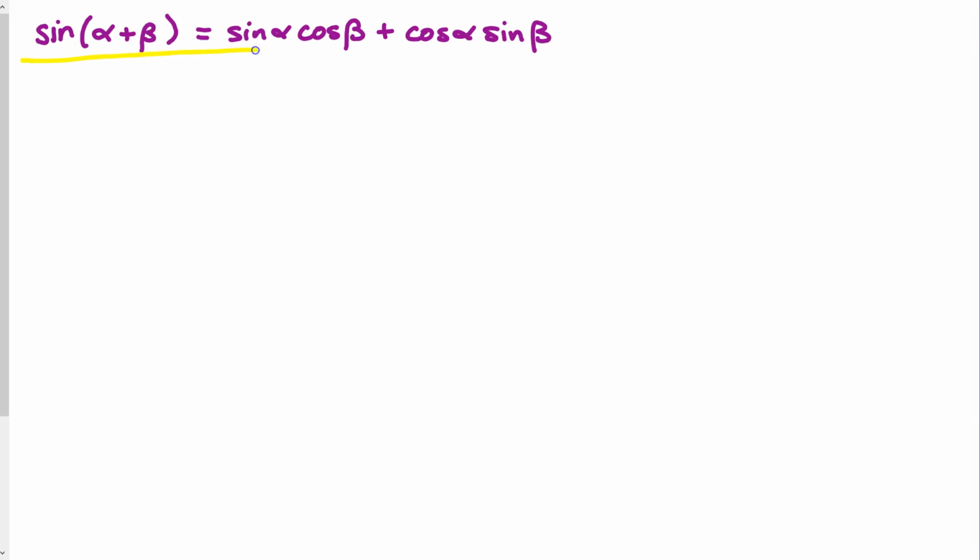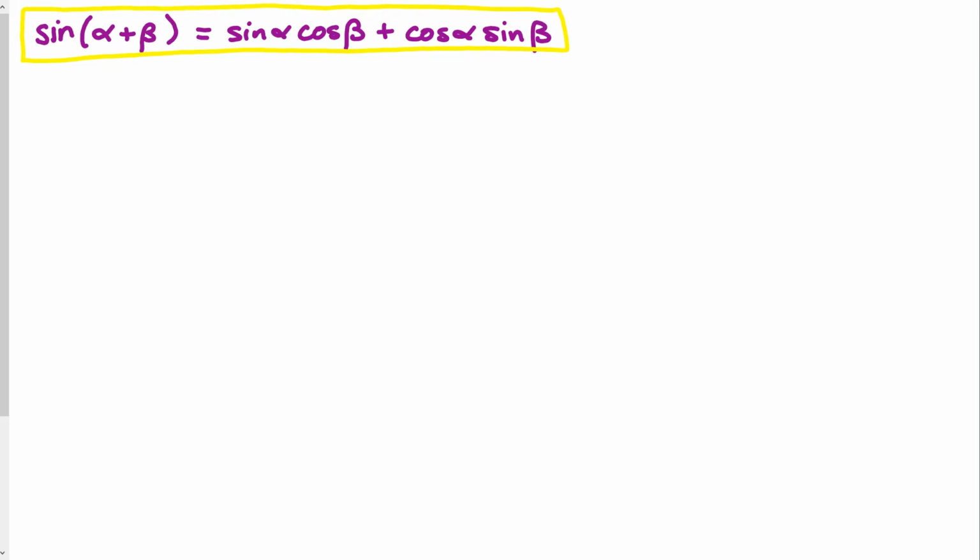So I'm going to start with the sum and difference identities for the sine function. If you have the sine of a sum of two angles, I'm going to say those angles are alpha and beta. So we have the sine of alpha plus beta. We can find that by finding the sine of alpha times the cosine of beta plus the cosine of alpha times the sine of beta. So that's the angle addition identity for sine. That's the sum identity for sine.